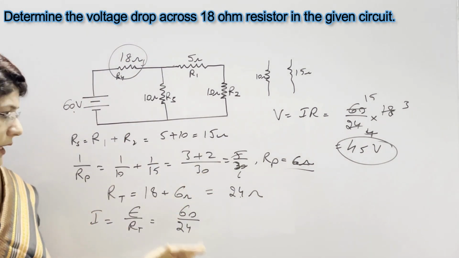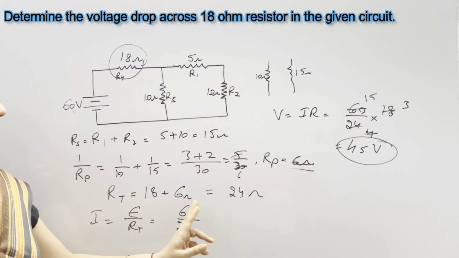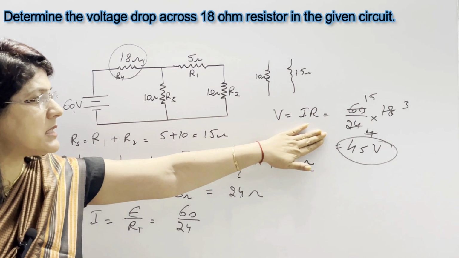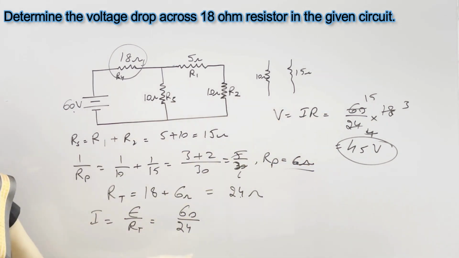If they are asking the current in the circuit, then we need to calculate this in decimals. But if they are asking only for our final answer, then we need not calculate in decimal and waste our time at this step at least.